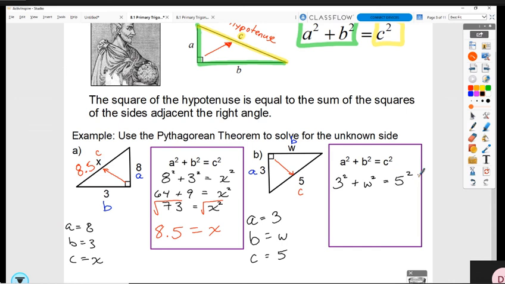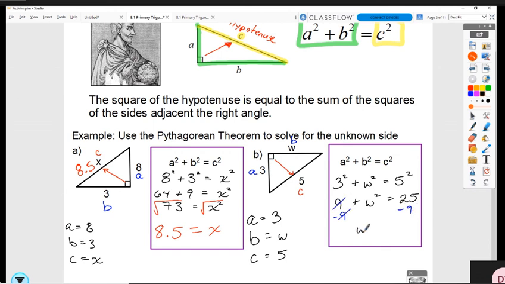That looks a little bit different than that first example, right? Because we solved for X over there, but now our unknown is in the middle of this mess. We're going to continue by simplifying. So 3 squared is 9, plus W squared equals 25. We want to isolate W squared, and the way we do that is to get rid of this positive 9 by taking away 9 on each side here.